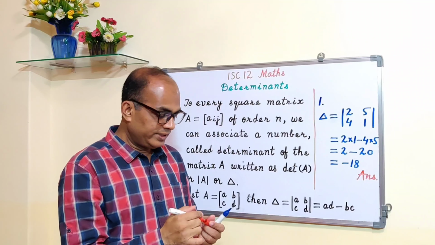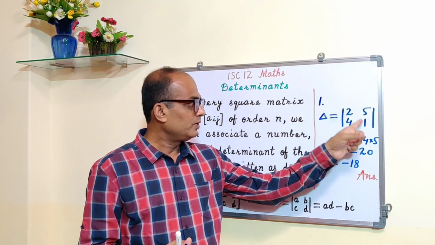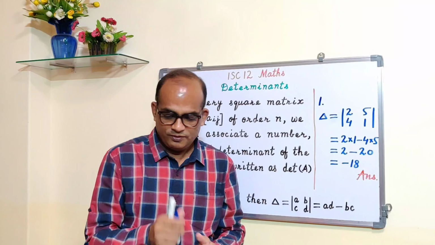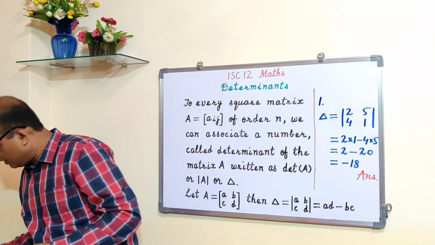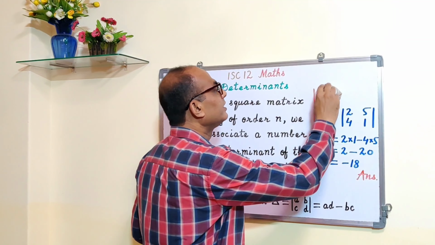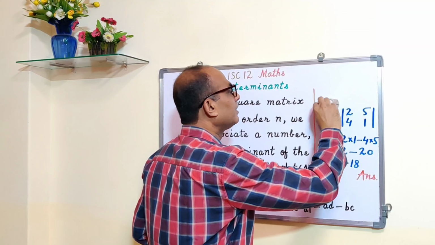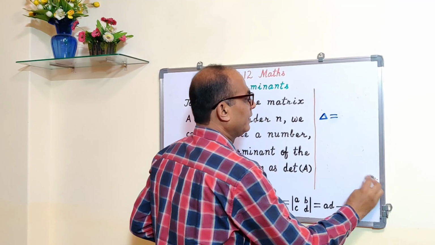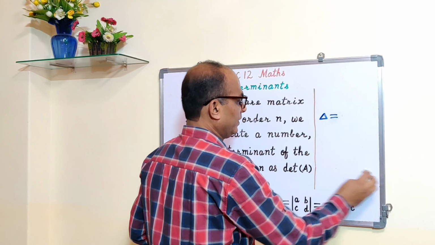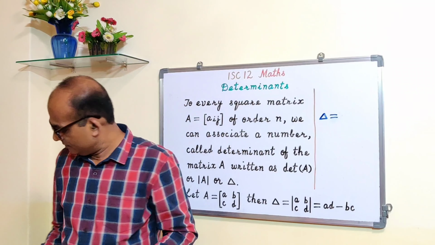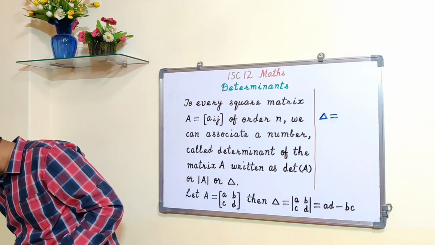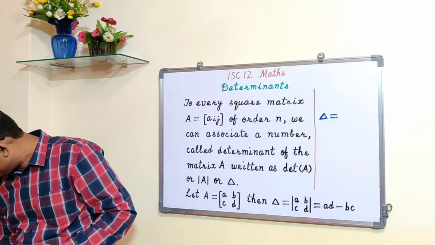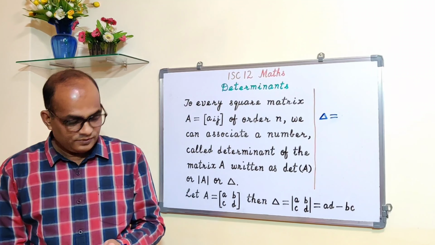Okay, understood how to evaluate the determinant? 2 into 1, like A into D, minus 4 into 5, like B into C, right? Basic. One more question.